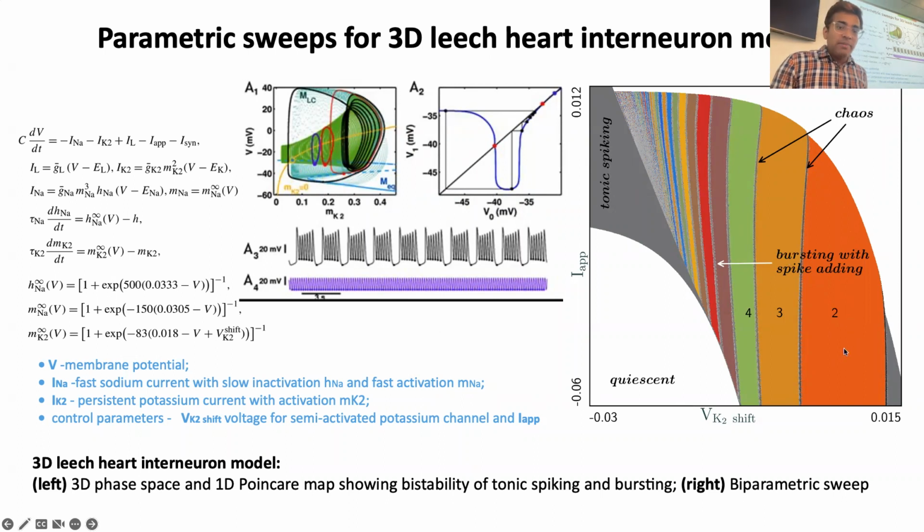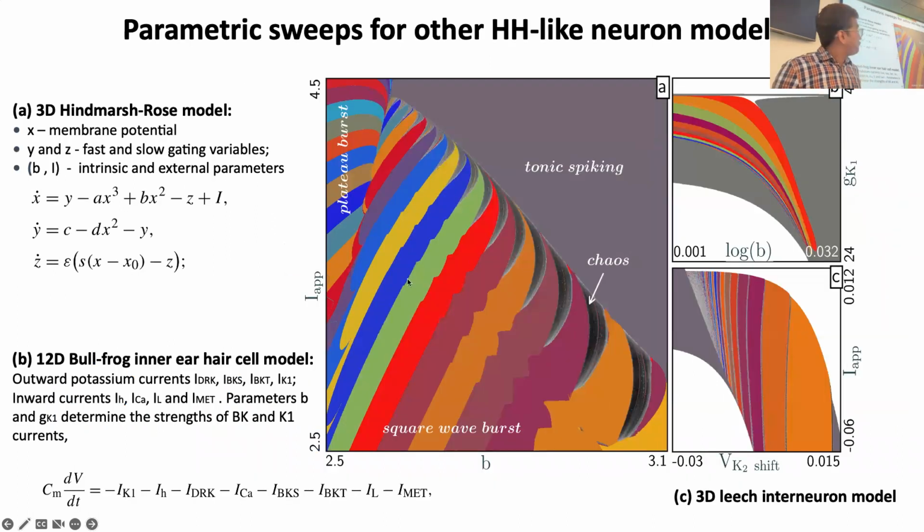And as you move from one band to the next, it's bursting with spike addition. And at the boundaries, it produces chaotic spiking. And these we identify with the LZ complexity algorithm. And here I'm showing 4 other models. So this is a 3D Hindmarsh-Rose model. Again, in this region, it produces bursting with spike adding. And here it's tonic spiking. And at these boundaries in the gray regions, it produces chaotic spiking. And again, this is for a 12-dimensional hair cell model.